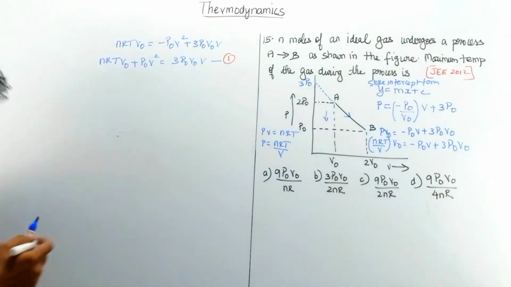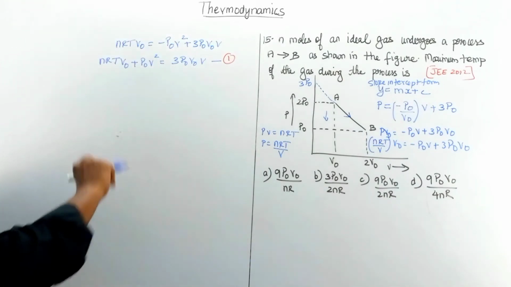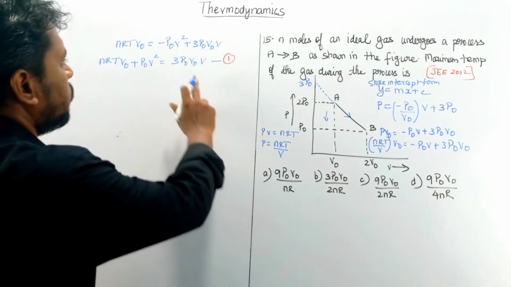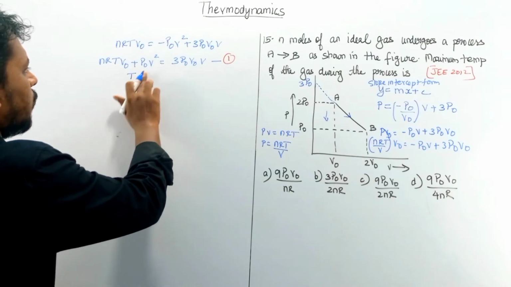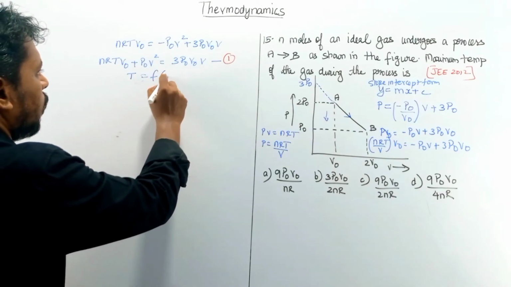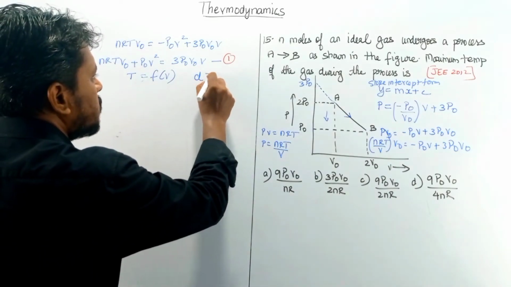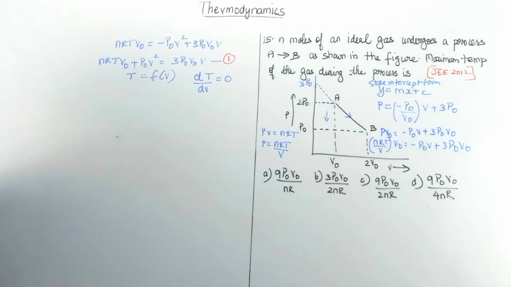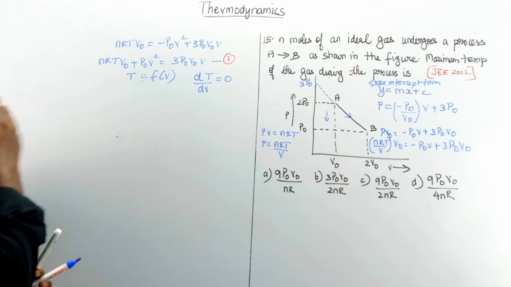So from this equation we see that temperature is a function of volume. We have only the terms T and V; the other terms, P naught and V naught, are constants. So T is a function of volume. Now if you differentiate, dT by dV is equal to 0, and from this we could easily find the value of the maximum temperature. So how are we going to find it?